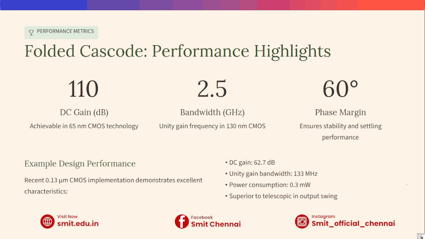Next, we see about the folded cascode performance metrics. Let's look at the performance. In 65 nm CMOS, folded cascodes can achieve DC gain up to 110 dB. In 130 nm CMOS, a bandwidth of 2.5 GHz is possible with a stable phase margin of 60 degrees. For example, a 0.13 micrometer CMOS design achieved 62.7 dB gain, 133 MHz unity gain bandwidth and consumed only 0.3 milliwatts. Clearly, folded cascodes outperform telescopic designs in output swing.